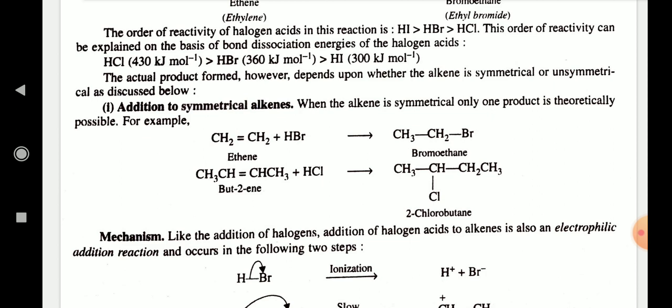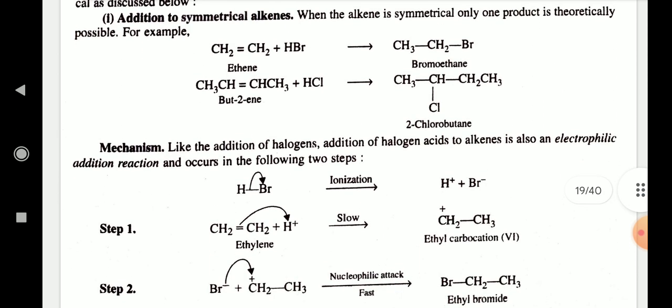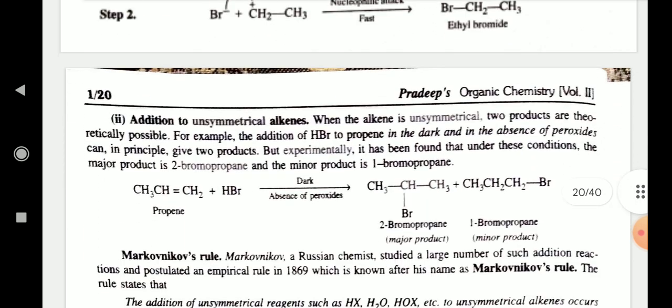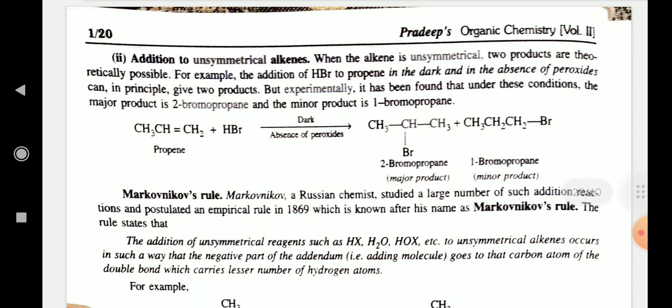First, addition to symmetrical alkenes. When the alkene is symmetrical, only one product is theoretically possible. Mechanism: the addition of halogen acids to alkene is also an electrophilic addition reaction and occurs in the following two steps. Second is addition to unsymmetrical alkenes.